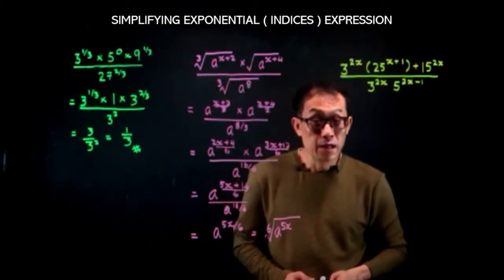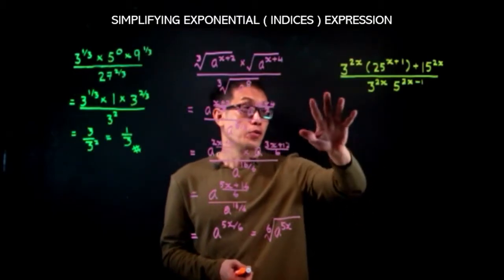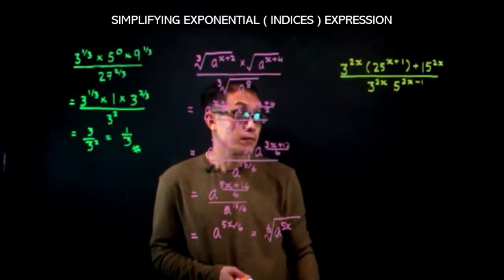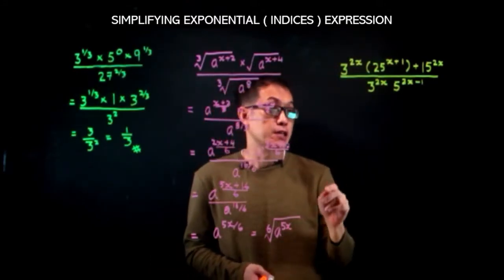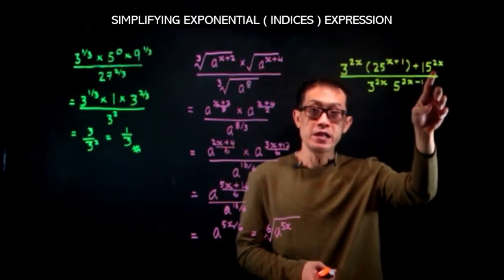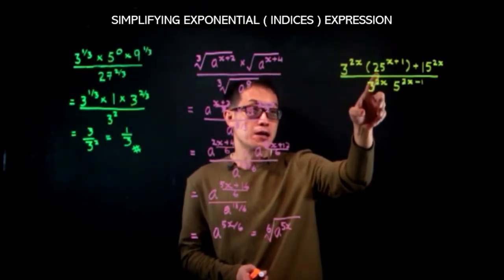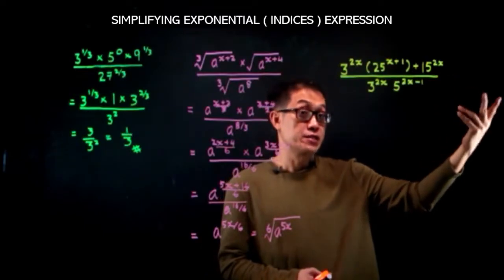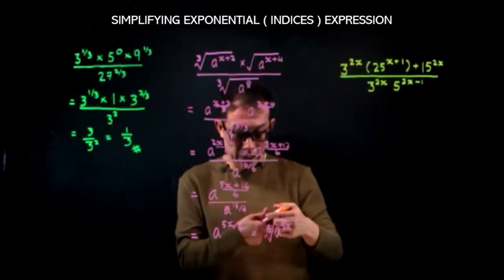Now, question number 3. Now you look at this sum. These two bases are the same, 3. The rest are not. But 15 can be expressed as 5 times 3. And 25 is actually 5 times 5. Alright, so perhaps we just break it down.